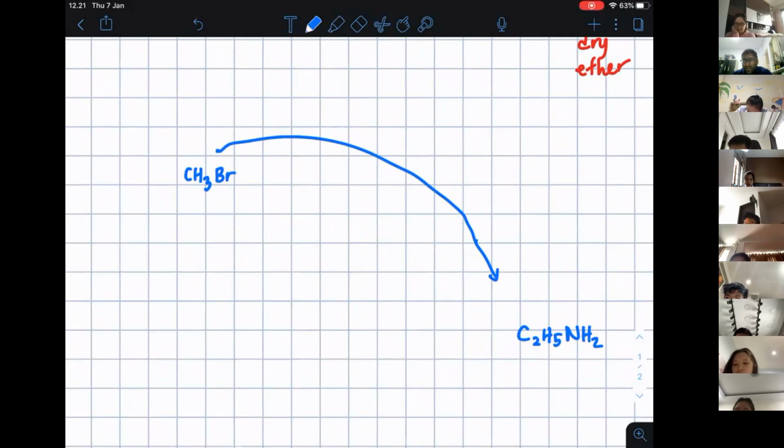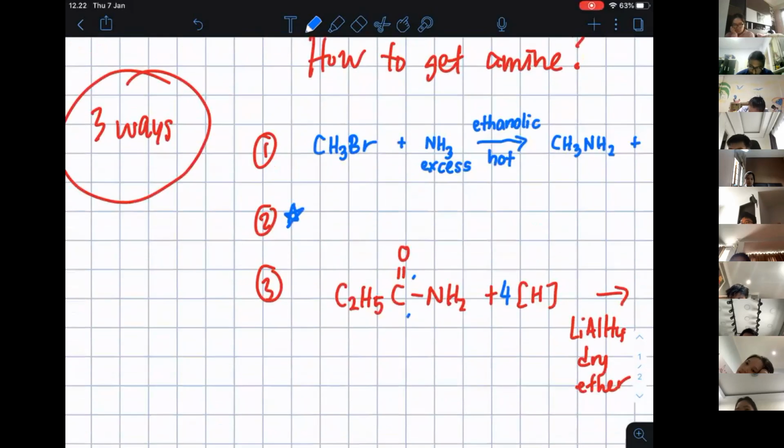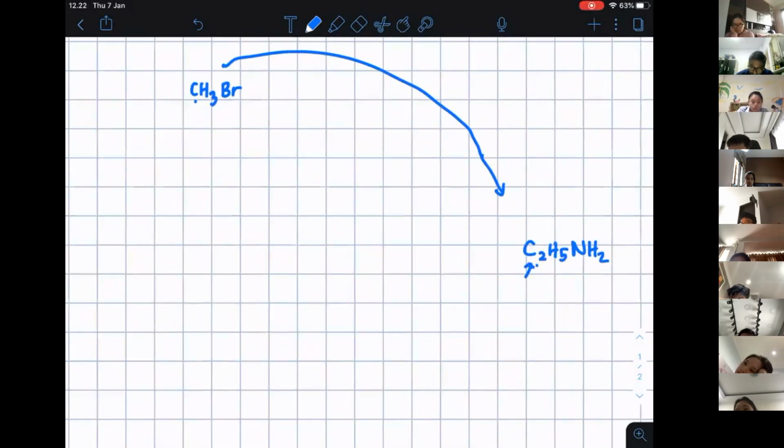If I want to get this, the first thing that you notice over here is, oh, this is a halogenoalkane, and I only have 1 carbon. Here I have 2 carbon. How do I actually change 1 carbon to become 2 carbon? There is only one method in chemistry where you can increase the number of carbon, in any kind of situation.